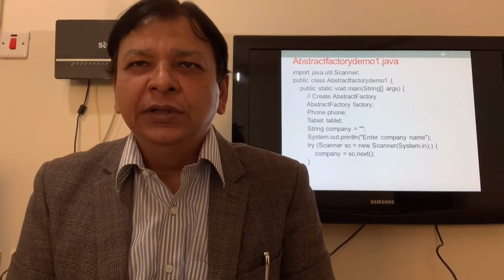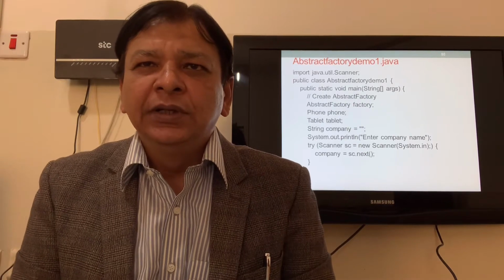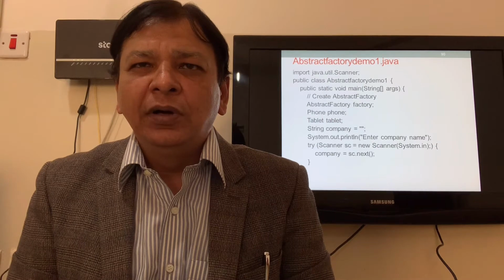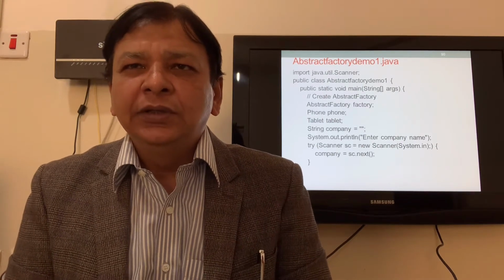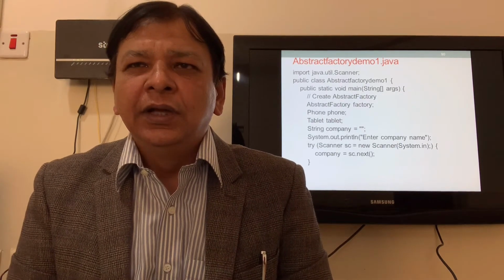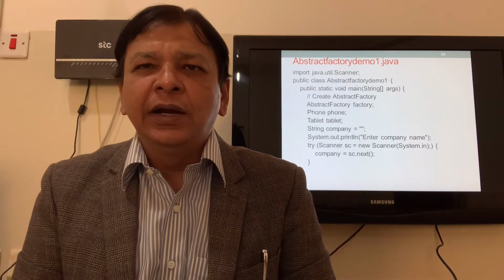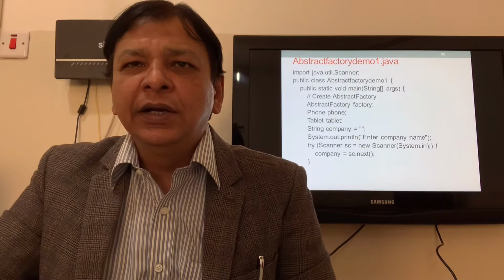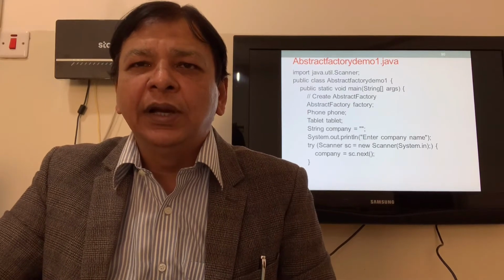String company is equal to, we pass an empty string, System.out.print "Enter company name". Try block: Scanner, the scanner object, new Scanner(System.in), and then company is equal to scanner.next, and then we close the try block. Then this is the continuation of AbstractFactoryDemo main.